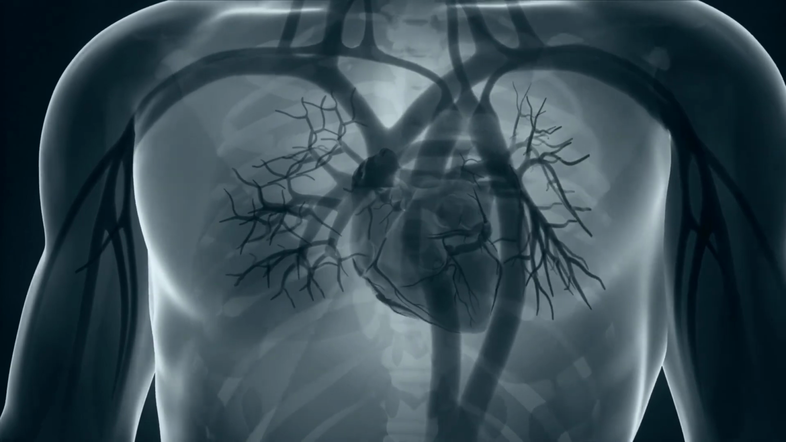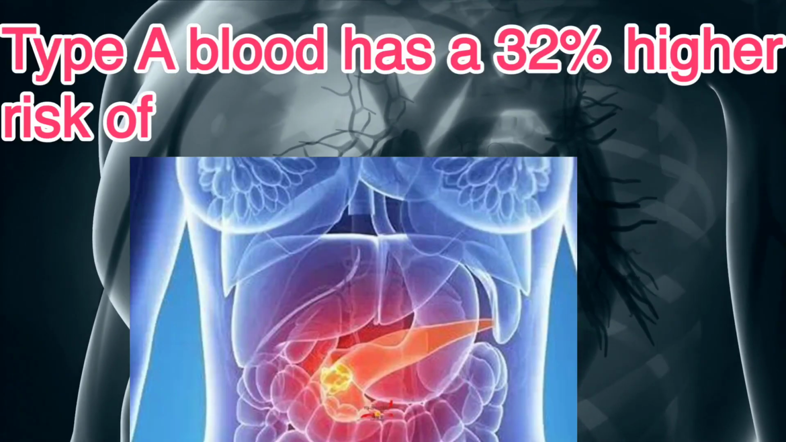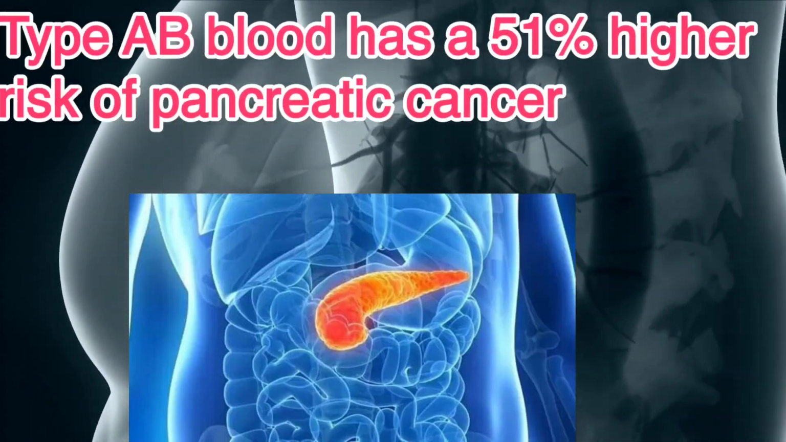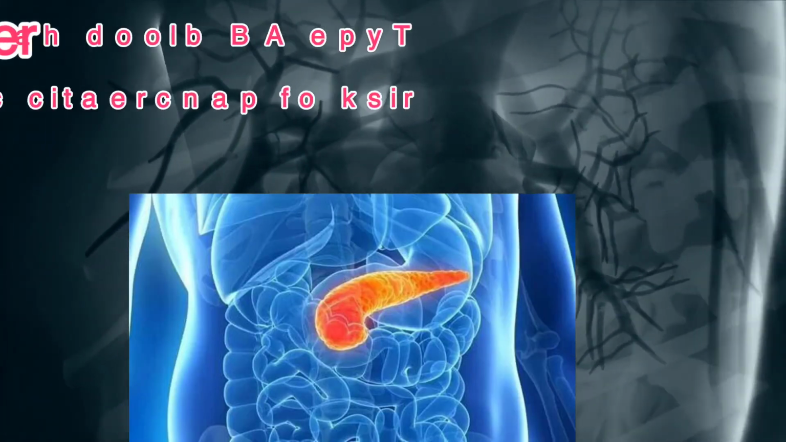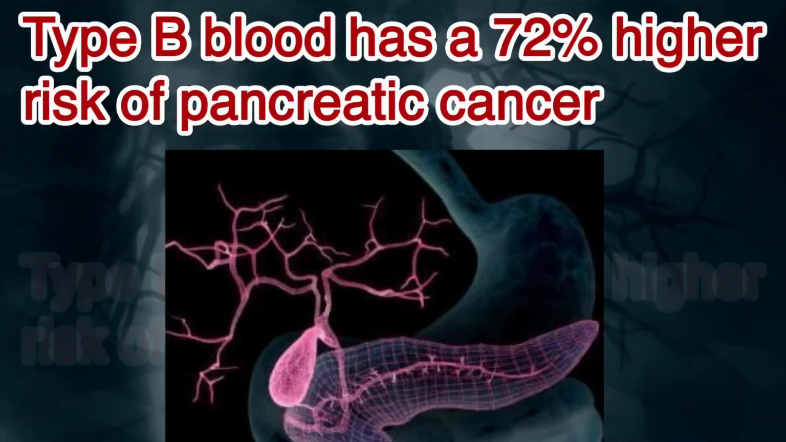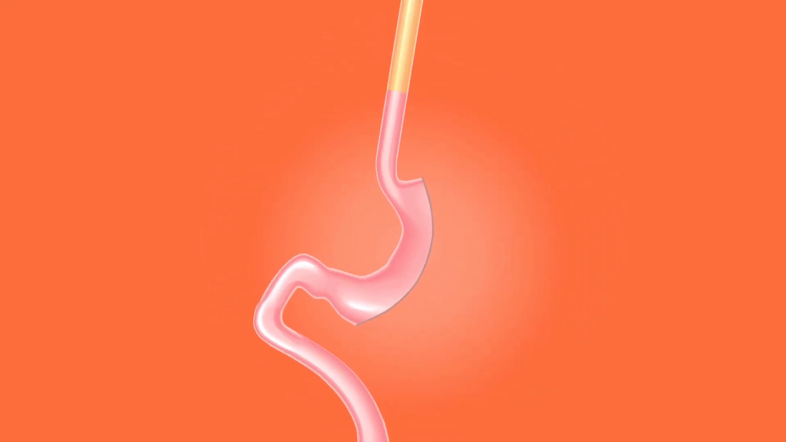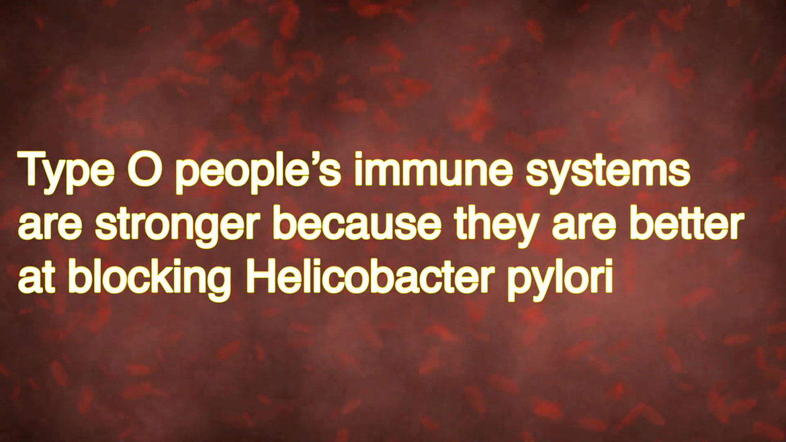Compared with individuals with type O blood, the risk of pancreatic cancer for type A blood is 32% higher, and for type AB blood it is 51% higher, while for type B patients it is 72% higher. The researchers pointed out at the time that both pancreatic cancer and gastric cancer are highly associated with Helicobacter pylori infection, and the immune system of type O patients is more able to block the invasion of Helicobacter pylori, so the risk of suffering from gastric cancer and pancreatic cancer is also relatively low.